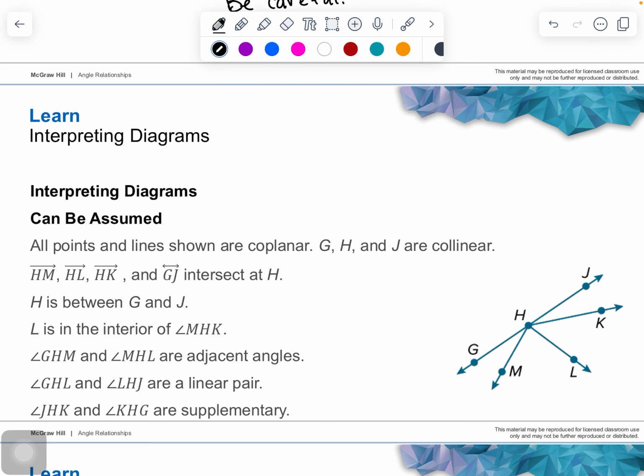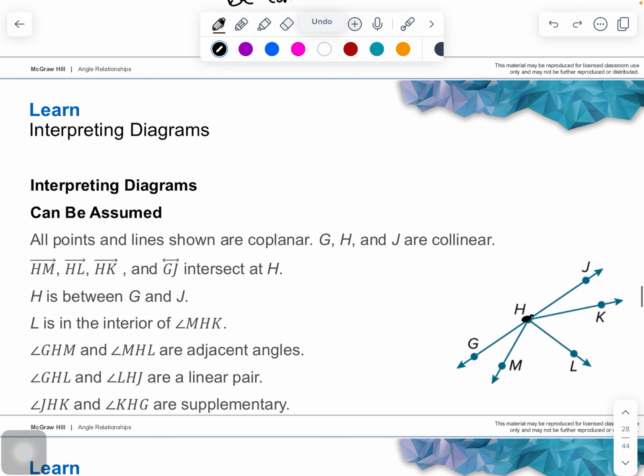G, H, and J are collinear. So the fact that they are on a line that appears to be straight, it is straight. It is all together on the same line. Okay, HM, HL, HK, GJ, they all intersect at H? Yes, they do all intersect at H. They are all meeting up right here at the same point. You can assume that H is between G and J. It's a pretty good assumption that it's between here and here. Yep.